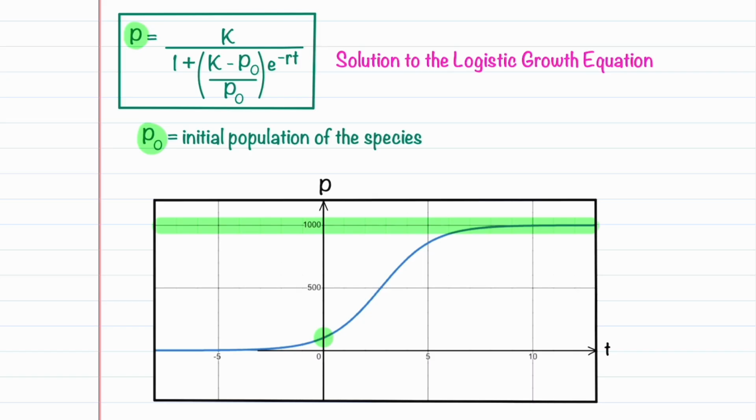How fast it approaches that capacity depends on the growth rate. If we look back up to our solution, that growth rate is represented by the parameter r. If the growth rate is higher, then the population is going to approach the carrying capacity faster, and if the growth rate is slower, it'll approach the carrying capacity later in time. Let's now look at our example.